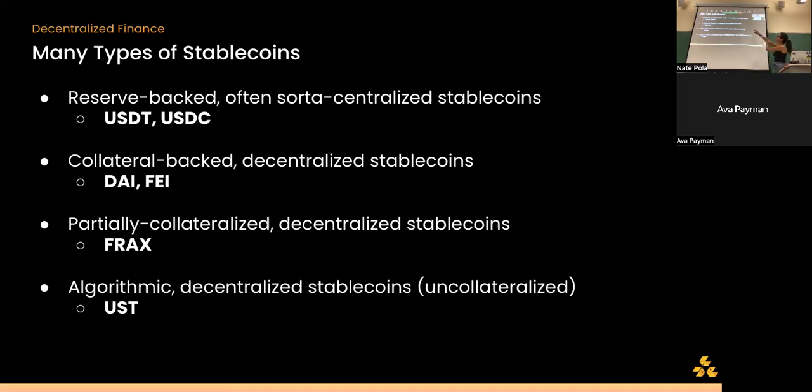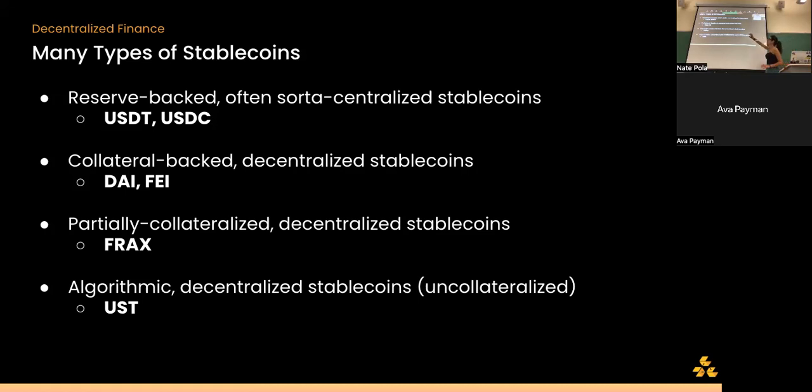The first is reserve-backed, often centralized stablecoins, because they have to be centralized. USDT, USDC, they're promising you that they have a reserve of all of the stablecoins that they issue out. So let's say they're issuing 10 USDT today. They're saying we have $10 worth of US dollars in our reserve, backing this up. It's not very different from exchanging dollars in the real world, except that you're exchanging them digitally, essentially.